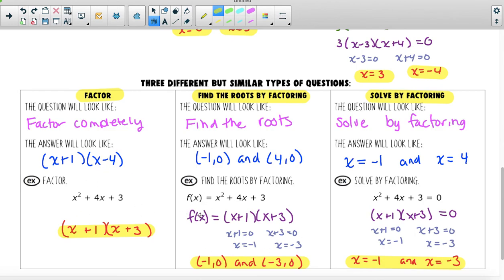There is a y equals in finding the roots because we want to look at the graph of it to find the x-intercepts. And for solving, it's equal to 0, so we can find the values that will make it equal to 0.